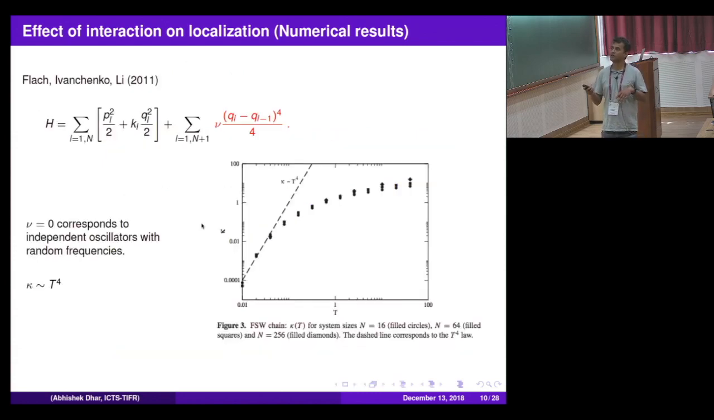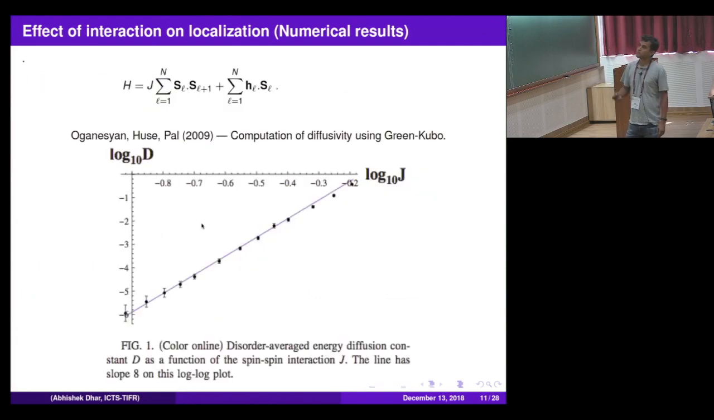Okay, here the authors did have an analytical argument, but I'll discuss the analytical argument later. Then there's another set of work on classical systems, this work of Arijit Pal and others, where they took a set of classical spins with a random on-site magnetic field. They again looked at diffusivity, but using Green-Kubo, not a non-equilibrium setup.